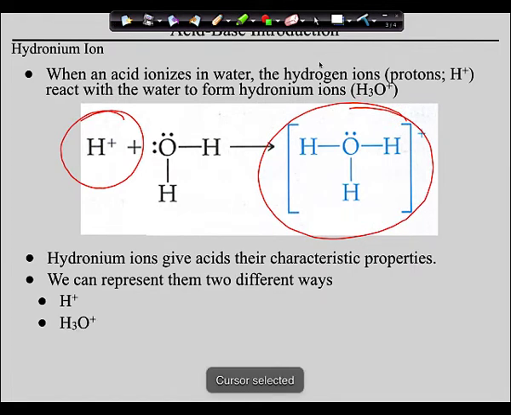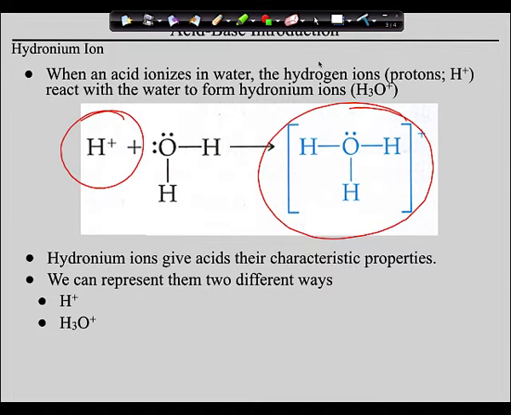We can also represent the product of an acid in water as being H3O+. Now guys, this is a really important time for you to focus here and make sure that you understand the answer to this question. Why are those interchangeable? Because the acids are always aqueous, and you can't have one without the other. But guys, what do acids produce? Hydrogen ion.